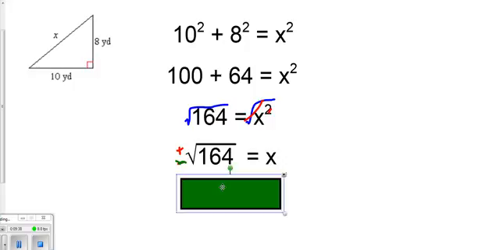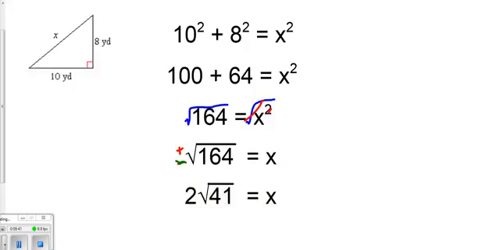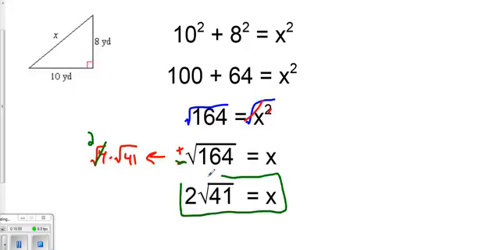Then we have to break it down. Square root of 164 breaks into, I'm going to go this way, square root of 4 times the square root of 41. And we know that the square root of 4 is actually 2. So it's 2 square roots of 41. And that would be our final answer.